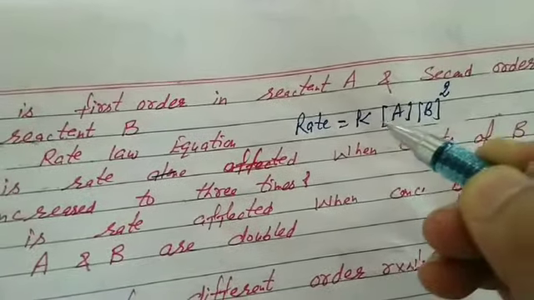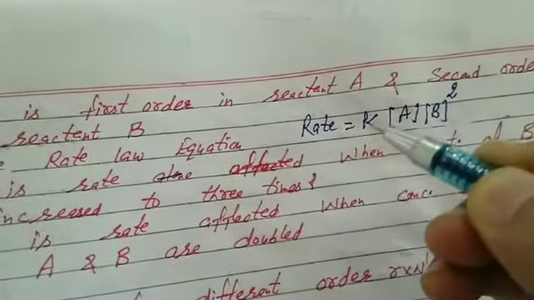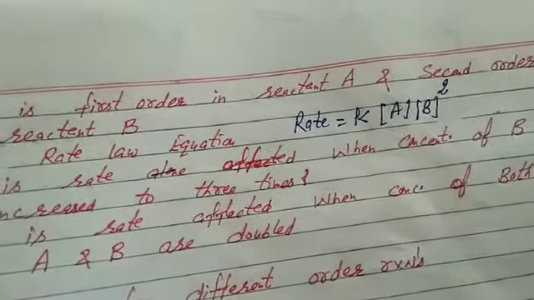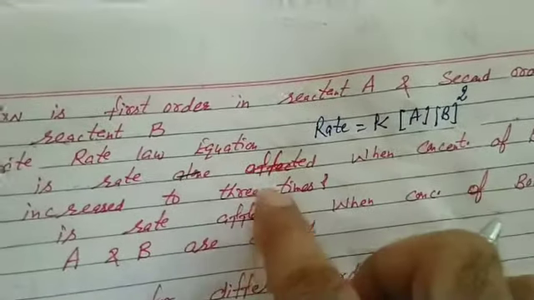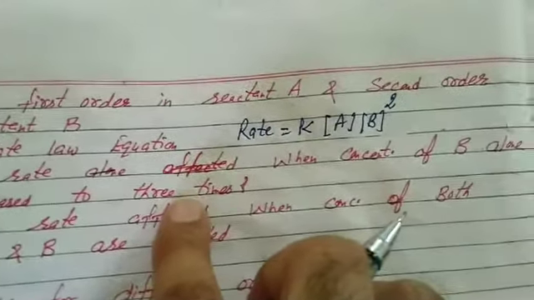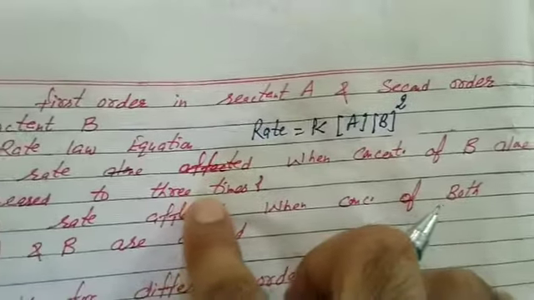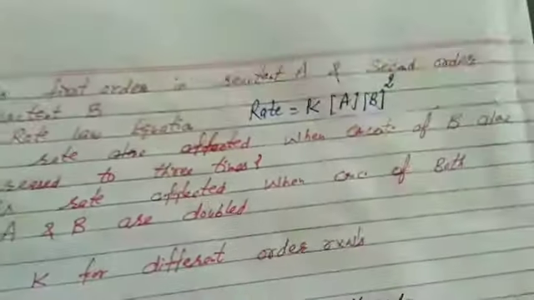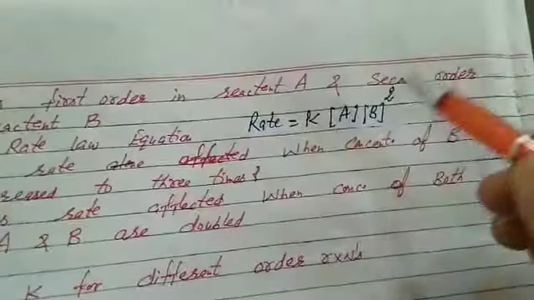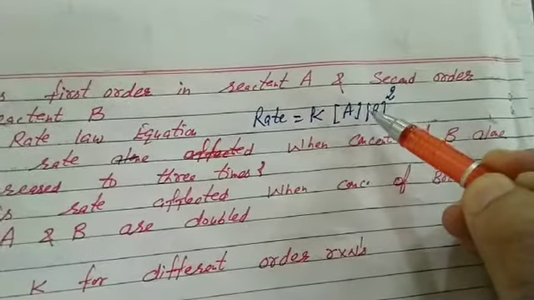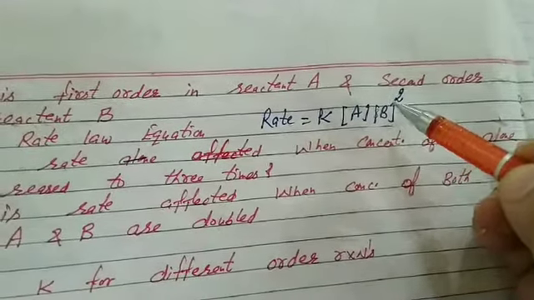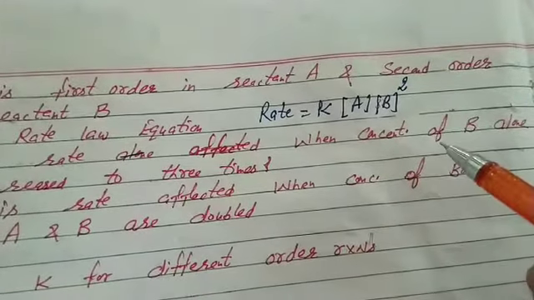Suppose the demand is, what is the overall order of reaction? 1 plus 2 equal to 3. It is a third order reaction. Now the next demand is, how is rate affected when concentration of B alone is increased to 3 times? When concentration of B is increased to 3 times, students, now 3 squared becomes equal to 9. Our answer is rate becomes 9 times.